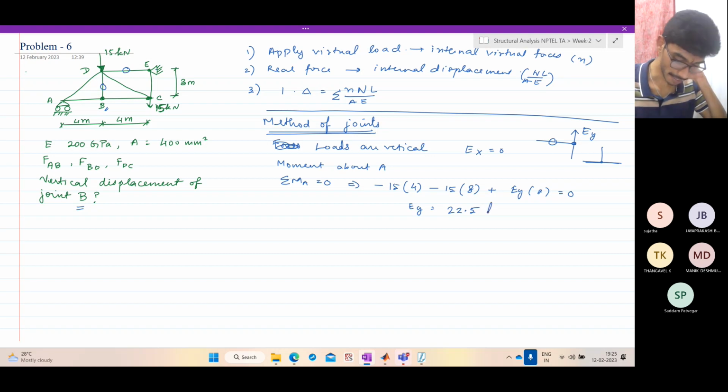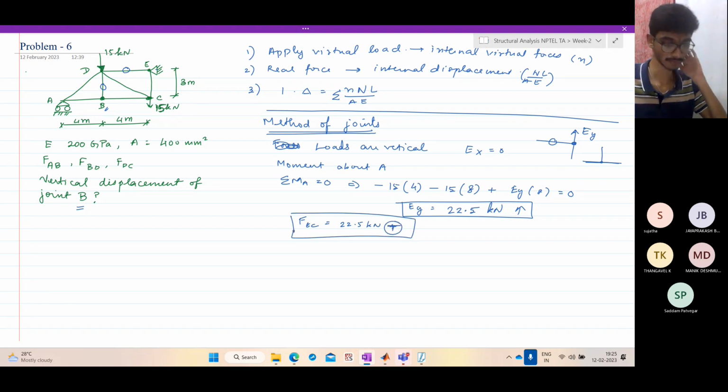I hope I'm right. Yeah, 22.5 kilonewtons upwards. Now Ey is 22.5 kilonewtons upwards. So what is the force in the member EC? It is tensile 22.5. So FEC is 22.5 kilonewtons tensile. We got one value. Now let me draw the structure once.